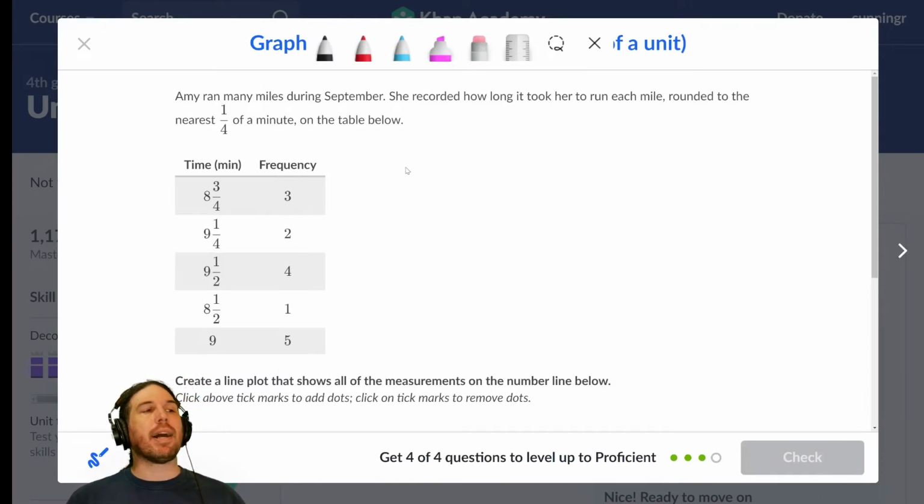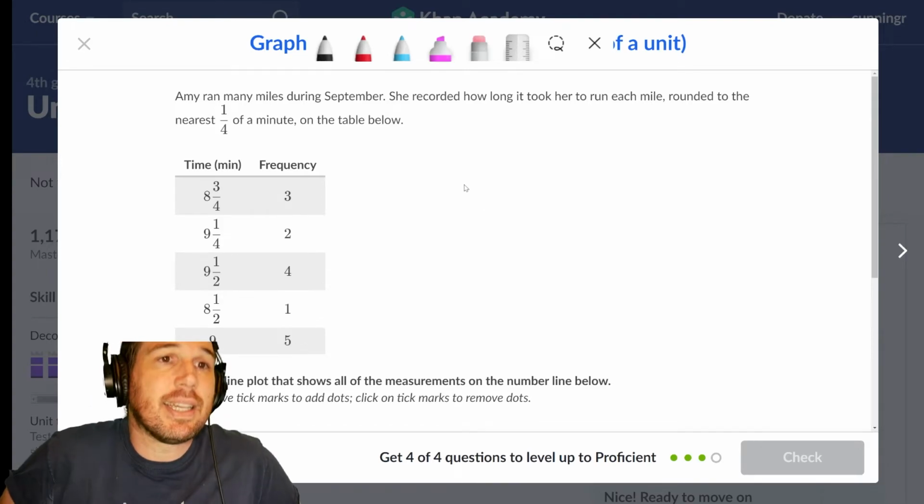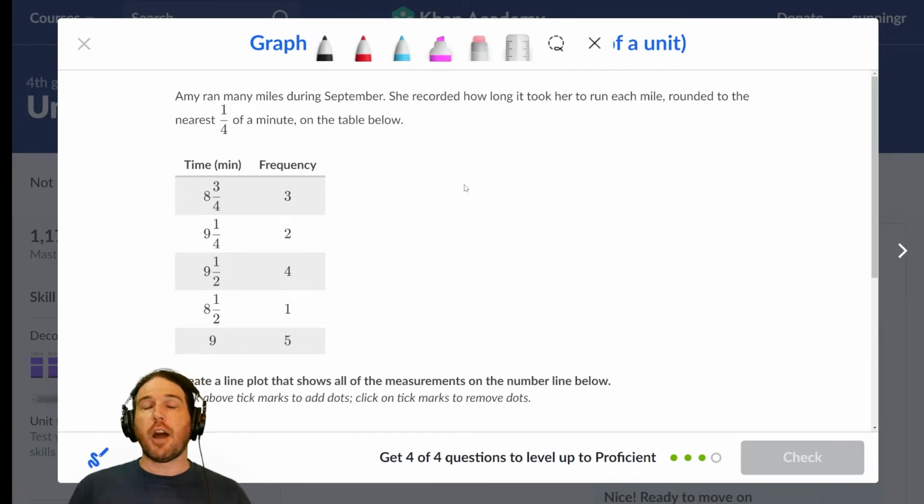Amy ran many miles during September. She recorded how long it took her to run each mile, rounded to the nearest 1/4 of a minute. So again, with time, we usually use minutes and seconds rather than like 8 3/4 minutes. But this same technique does get useful when we start talking about minutes and seconds, because what is a second if not 1/60th of a minute? The whole idea of seconds comes from fractions. So if you know how to do this, you will eventually figure out minutes and seconds as well. They're just a different kind of fraction.